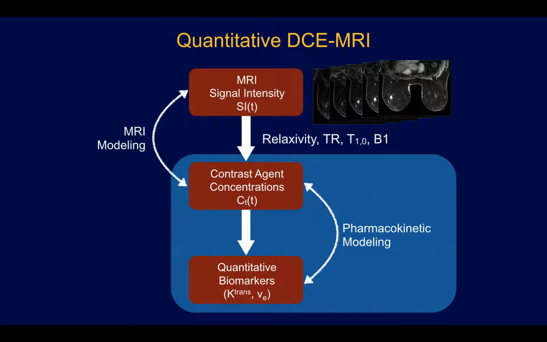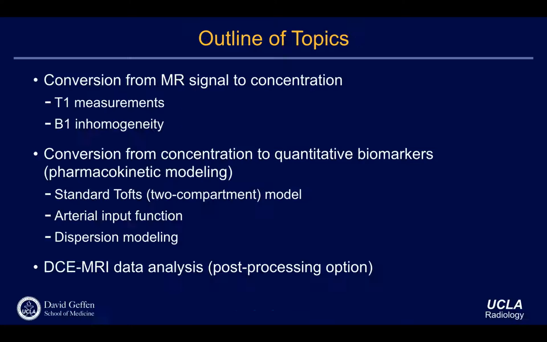Okay, so again, each one has a very different kind of aspect. You're assuming SI is given with high spatial, high temporal resolution imaging, and based on that, we're going to convert it from SI(t) to Ct(t). Alright, so the topic today is the conversion from MR signal to contrast agent concentration. That requires T1 measurements and B1 inhomogeneity consideration, and also the conversion from contrast agent concentration to quantitative biomarkers, and some aspects related to post-processing.